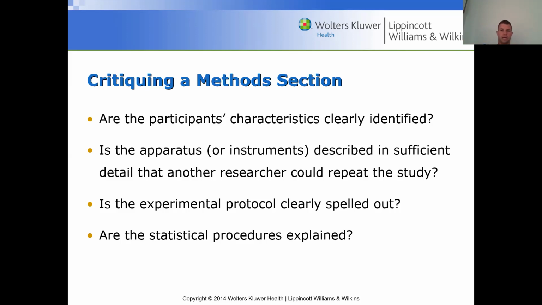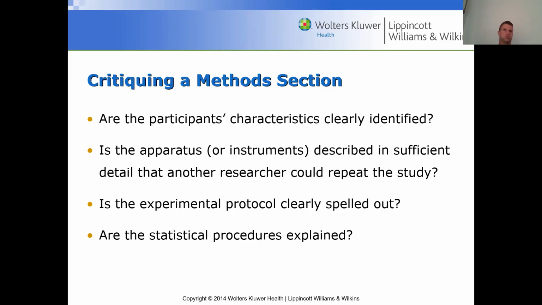Okay. Is the apparatus or instruments described in sufficient detail? So when you're using either equipment or some type of questionnaire, is it described in sufficient detail that another researcher could repeat the study? That's important. I'm like, all right, I want to do something similar, and I want to use that questionnaire. By me reading that, do I know what that questionnaire is and where I can find it?